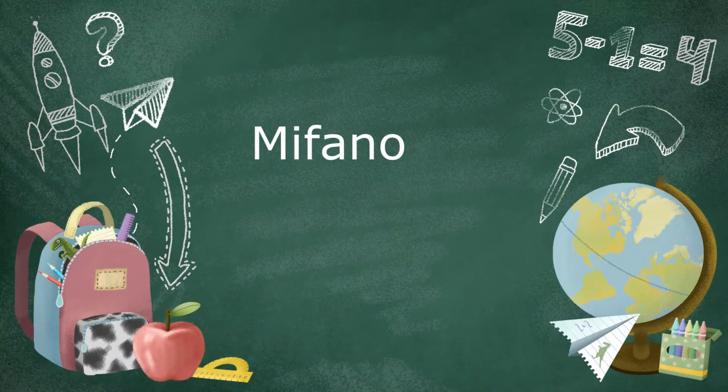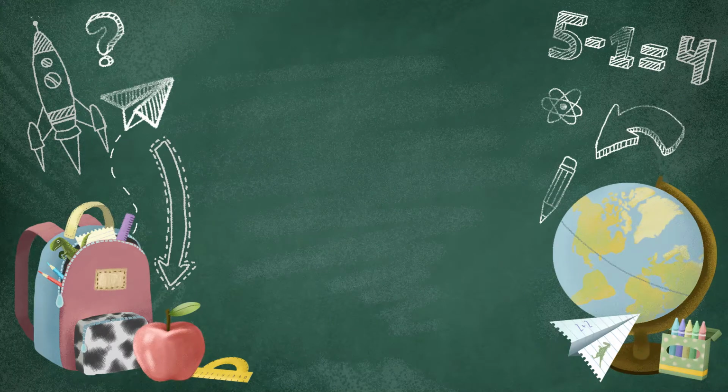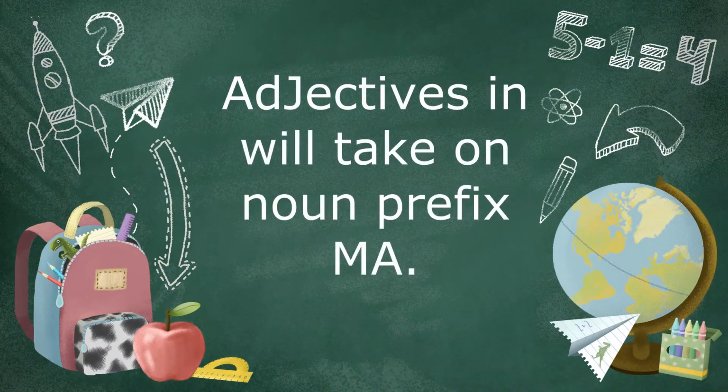How about some examples to help you put everything together? It's important to remember that adjectives in this noun class will take up noun prefix ma. So say we are saying good or nice, which is zuri, we would say mazuri, and so on and so forth.